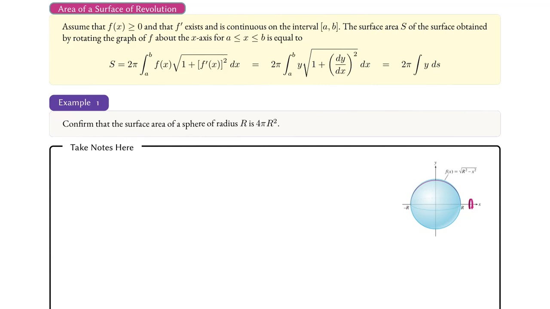Area of a surface of revolution: we derive the formula for the surface of revolution, S equals 2 pi, the integral from a to b, f of x, the square root of 1 plus f prime of x squared dx, where the radius of revolution is y or f of x, and the arc length differential is ds. For example, confirm that the surface area of a sphere of radius r is 4 pi r squared.